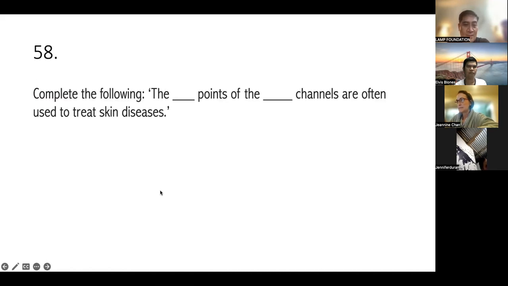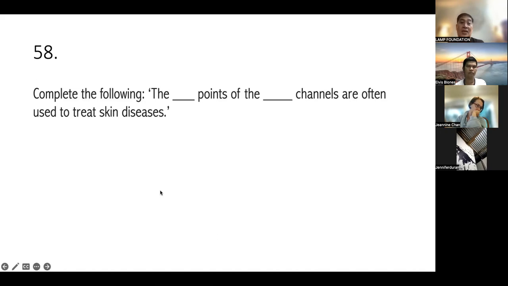Complete the following. The blank points of the blank channels are often used to treat skin diseases. This is very true. So, ibig sabihin, we are talking about any of the 5 shu. Okay? So you choose from Jing Well, Ying Spring, Shu Stream, Jing River, and He Sea. For skin disease, what channel? Like yin channel or yang channel?